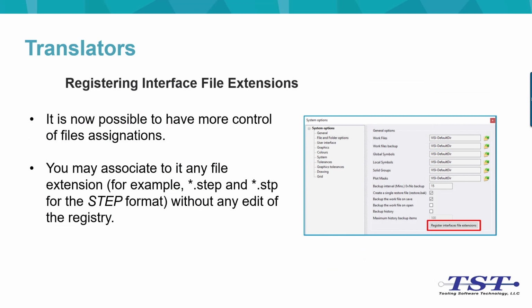A new feature as well within 2020 is the Register Interface File Extension button inside of System, System Options, and the File and Folder Options. This option allows you to register Visi 2020 as your default Visi structure. Basically what would happen in previous versions is you would open up a step file, and when you double clicked on it, it would open up in a previous version. What this Register Interface button does is it points everything to 2020, so that way you don't have to go into the registry and reset everything.